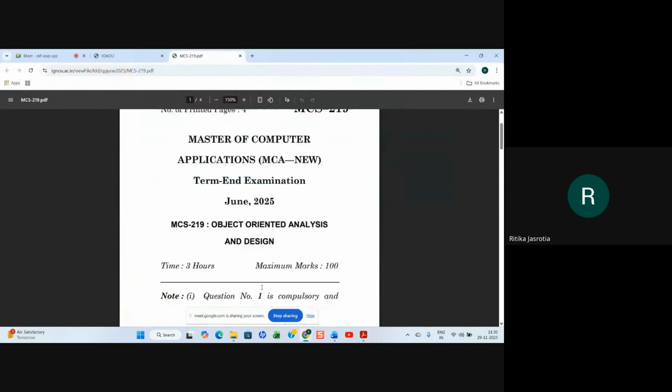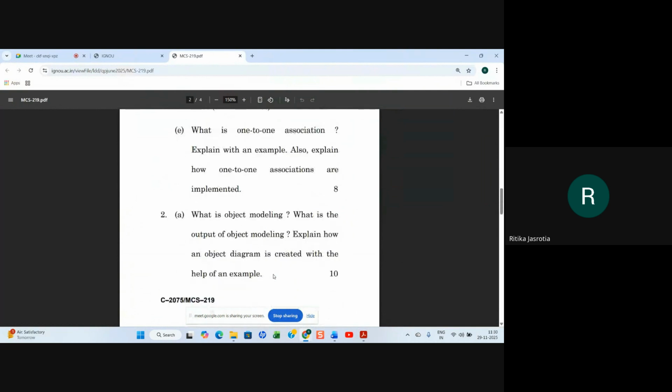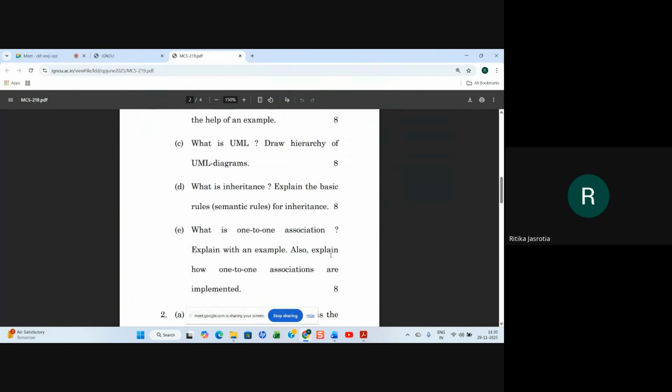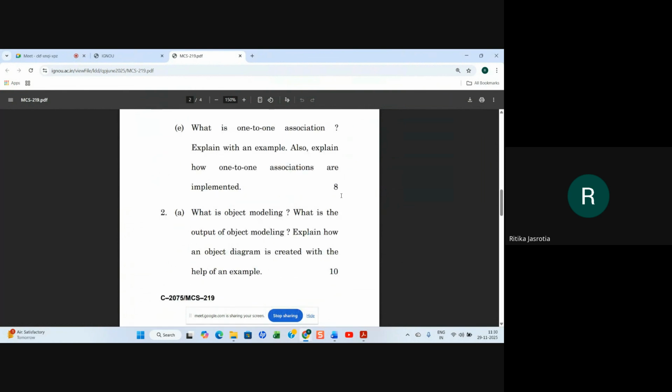So these are the questions. Question number 1, which is compulsory: first question, A, B, C, D, E. So these are the compulsory questions. Now, when you go to the second question, it is asking what is object modeling, what is the output of object modeling, and explain how an object diagram is created with the help of an example.